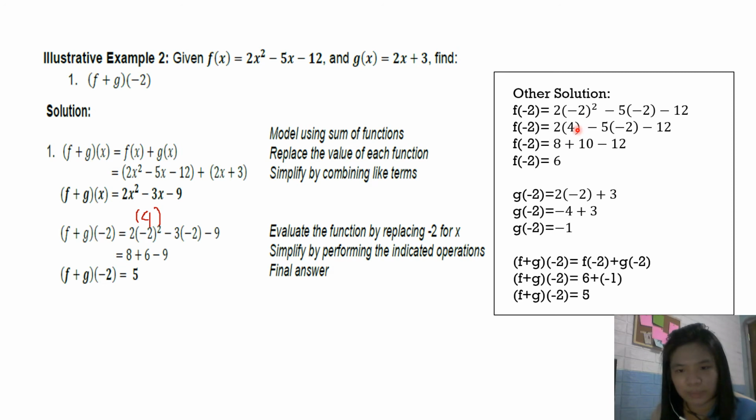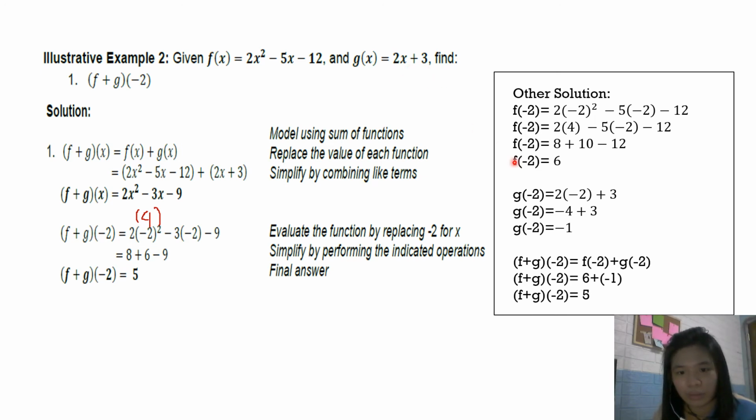That's negative 2 times negative 2, right? So, 2 times 4 is 8. So, negative 5 times negative 2 is 10. Bring down negative 12. So, 8 plus 10 is 18. Minus 12 is 6. So, hindi pa po dun tapos kasi f of x pa lang siya. How about g of x?